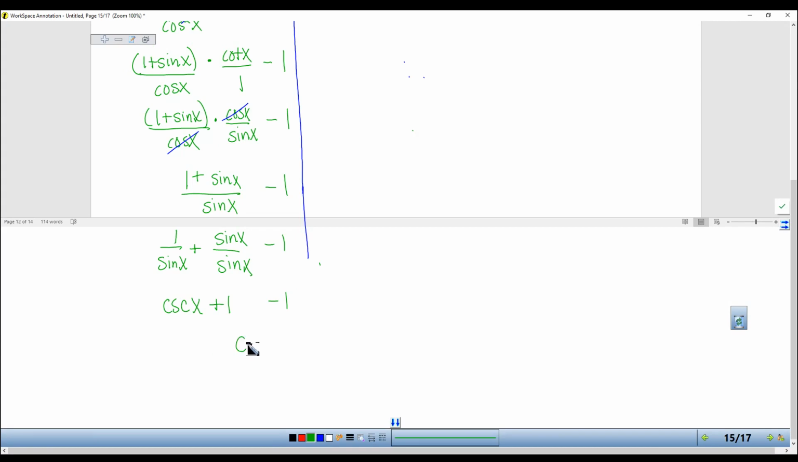So don't give up if it doesn't work. It's possible you made a mistake along the way. And then the other side is also cosecant of x. That was a hard one. They're getting harder.